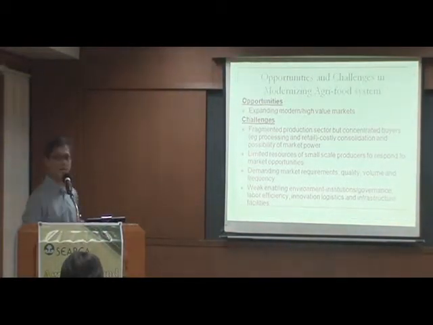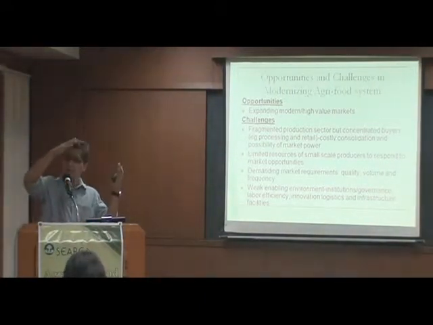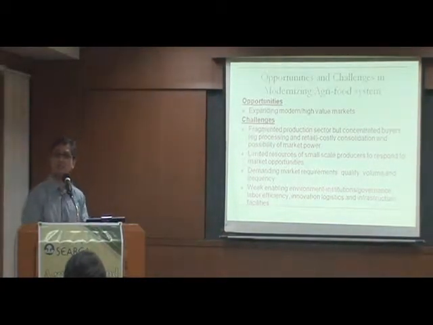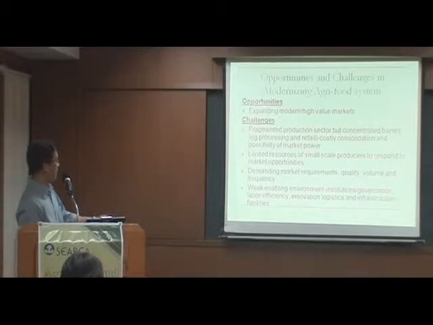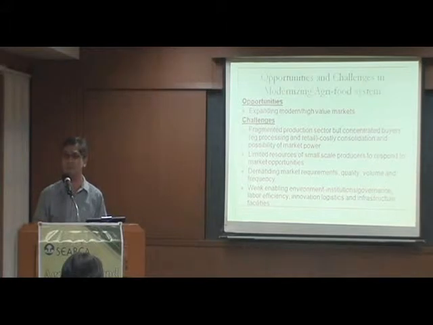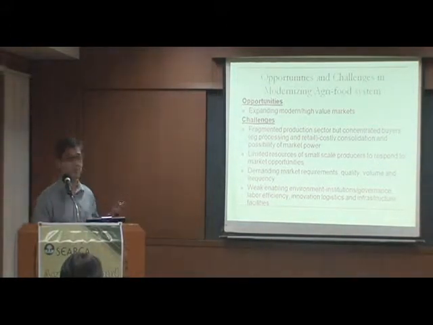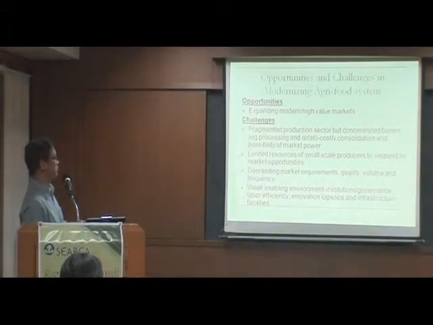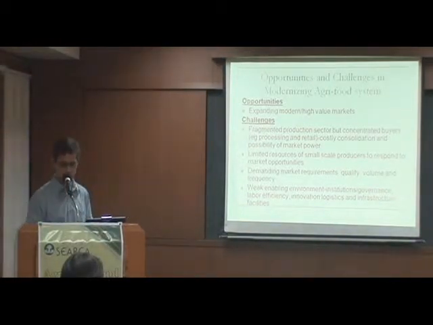So let me summarize some of the key factors, the opportunities and challenges from these trends. The opportunity is that it's an expanding high-value market, but the challenge is that while the retail and processing are concentrating, the production is fragmenting. This would imply high consolidation costs and the possibility of market power, particularly buying power. And we have this problem of limited skills and assets of the small scale producers. While we have very demanding markets in terms of quality standards, these small scale producers are unable to meet market requirements because of this weak situation. And we have a very weak enabling environment, particularly on these factors I mentioned earlier.